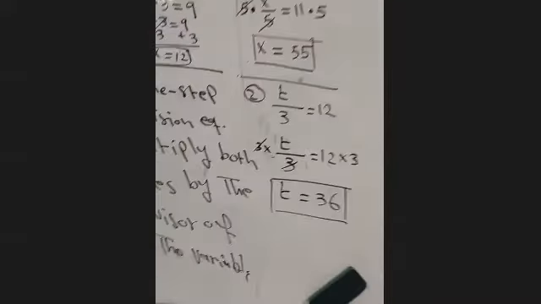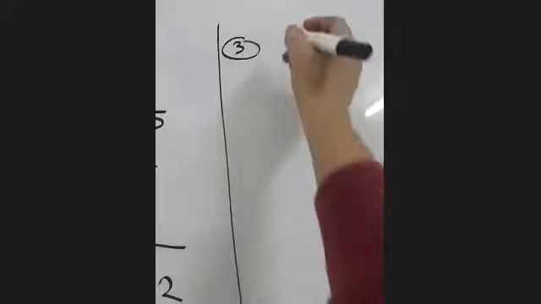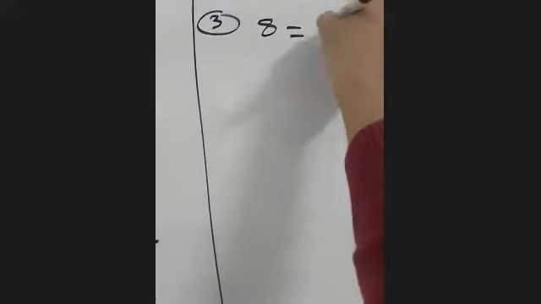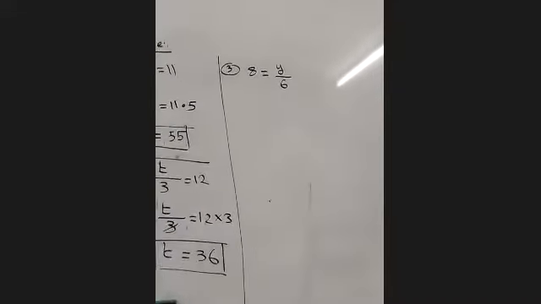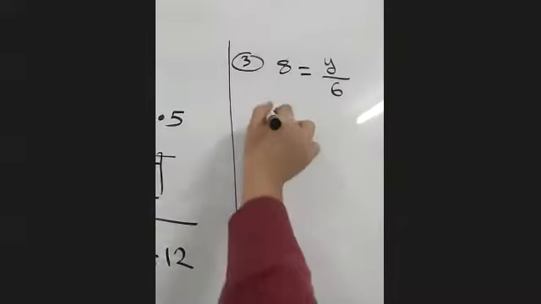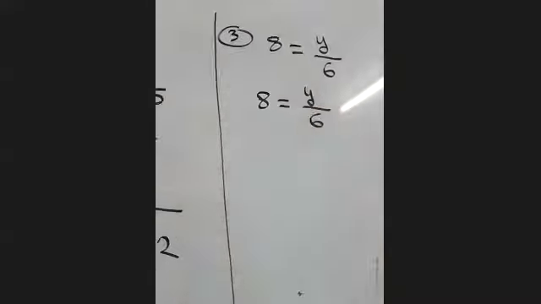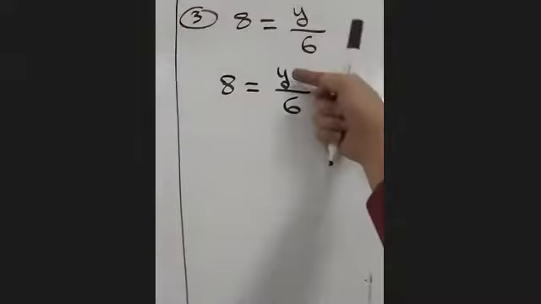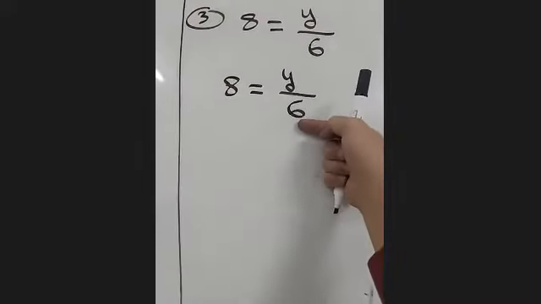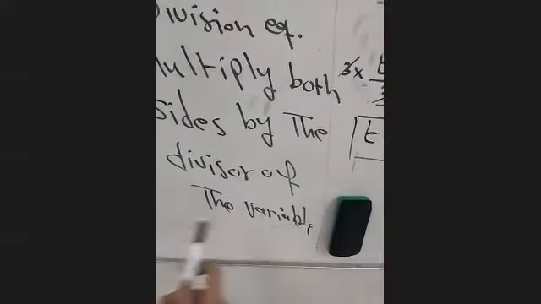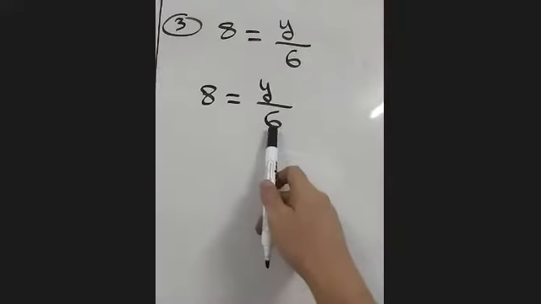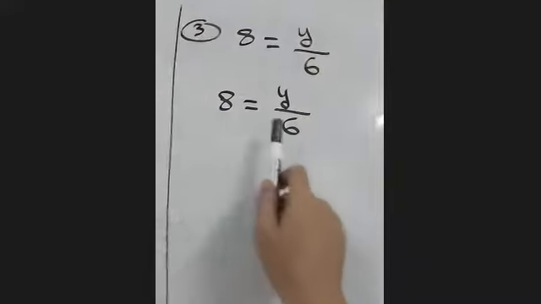Let's take another example. For example, if we have this equation, 8 equals y over 6. Now, the first step, we rewrite the equation, 8 equals y over 6. Where's the variable, the y? What's the divisor of the variable, 6? Read. In one step division equation, multiply both sides by the divisor of the variable. The divisor of the variable is 6, so I'll multiply both sides by 6.